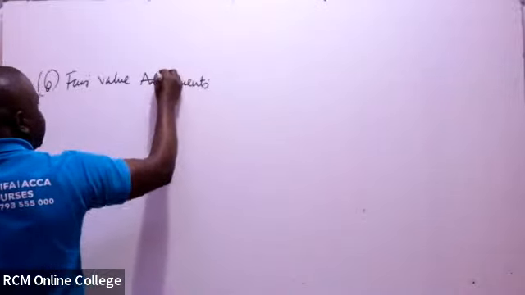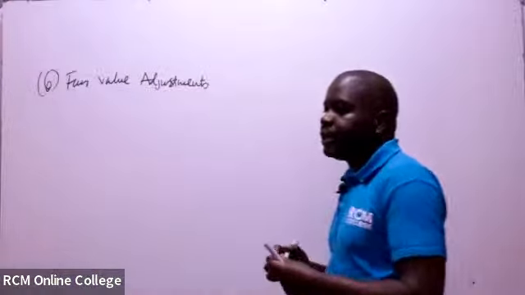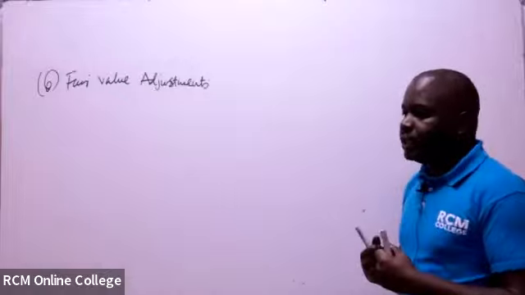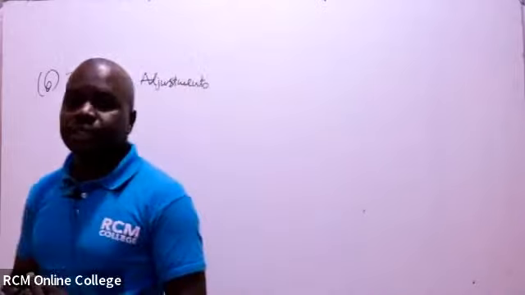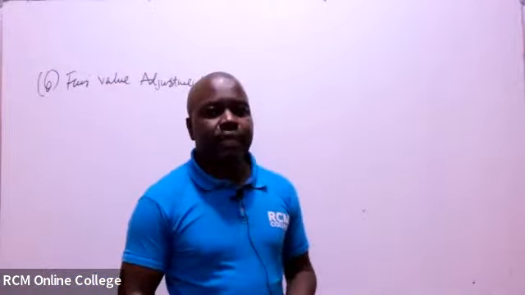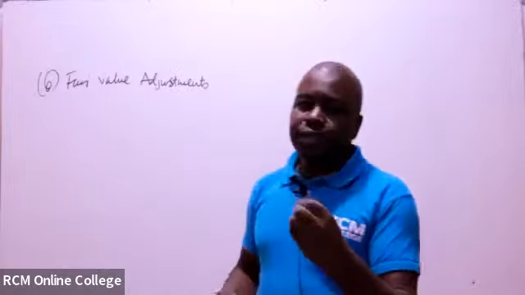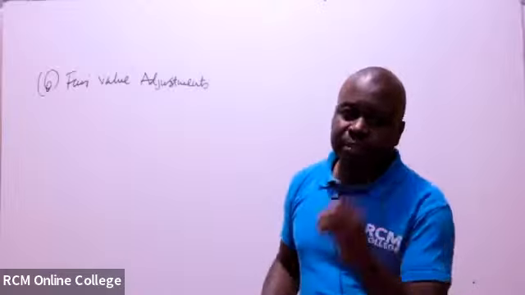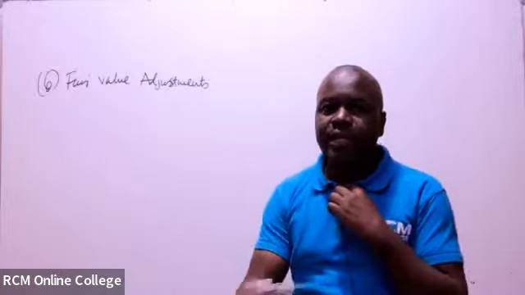Fair value adjustments. Sometimes on the point of acquisition, the assets acquired might be revalued. For example, they might tell you that under property, plant, and equipment, an item which was worth 60 million, on acquisition, was revalued from 60 million to 80 million.